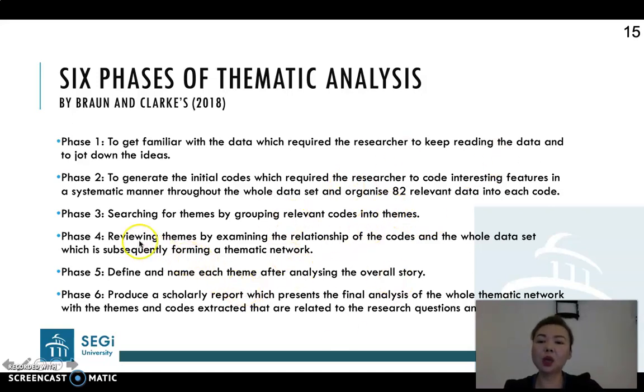You review themes by examining the relationship of the quotes and the entire data set, forming the thematic network. So out of the different categories that you found, you need to put them into a map and connect all these concepts together. Then define the name of each theme after analyzing the overall story, and produce a scholarly report presenting the final analysis of the thematic network, the themes, and the quotes extracted that are related to the research question and literature.